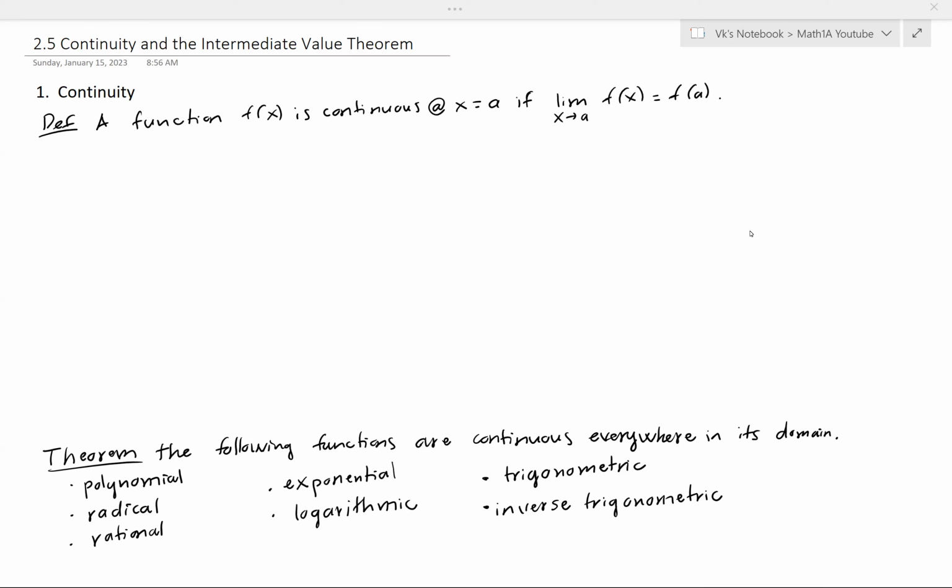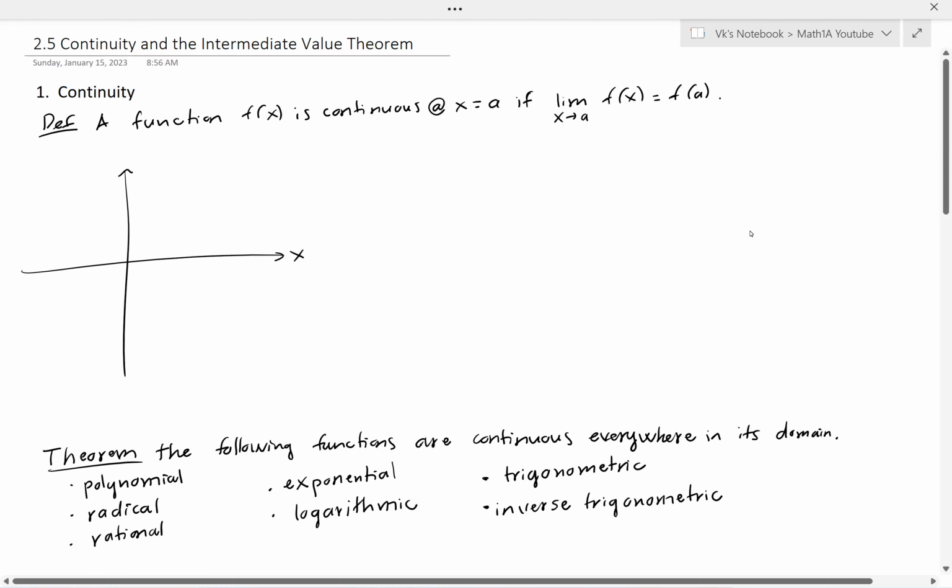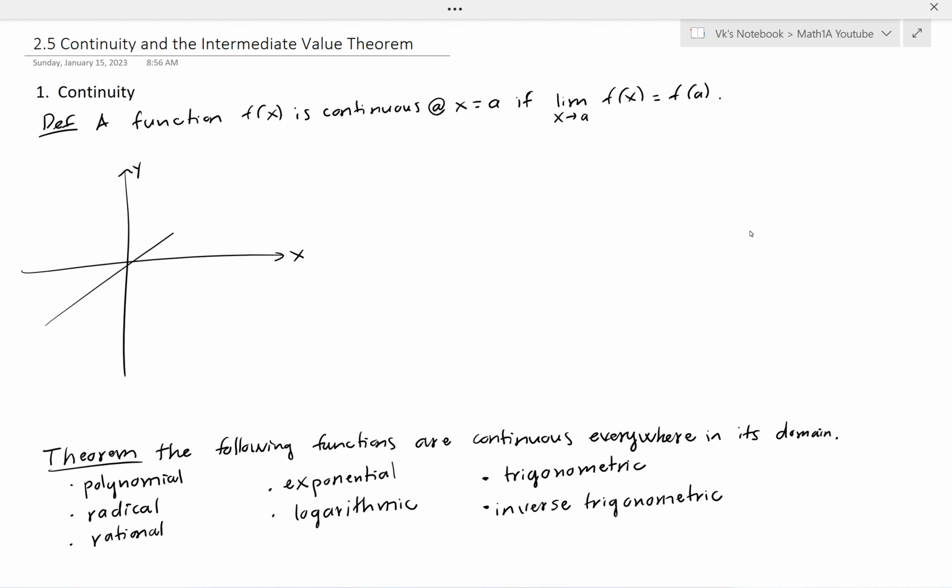Number one, continuity definition. A function f(x) is continuous at x equals a if the limit as x approaches a of f(x) is exactly f(a). That is, we can do the direct substitution. There are cases in which a function is not continuous. First case is when we have something like this. A hole.